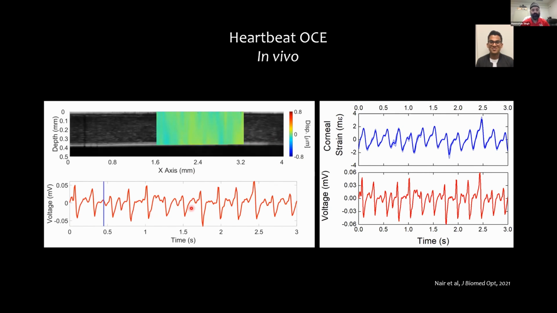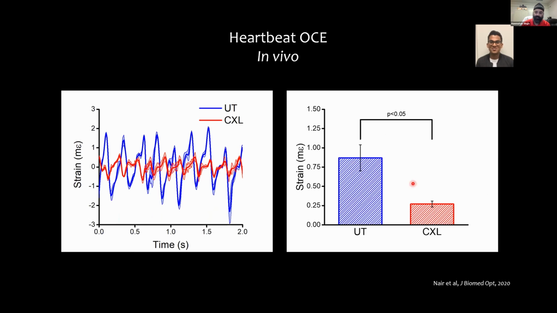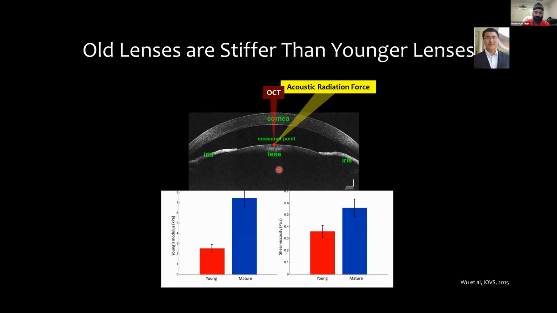And so this is in a rabbit model, and the bottom is the heart rate measured of the animal. And you can see that it corresponds pretty well actually to the strain here on the top right. And then following cross-linking, we're actually able to measure a statistically significant decrease in the strain, showing that the cross-linking is actually making the cornea stiffer. And of course, the beauty of this is that there's no excitation, and this could be done with any sort of phase-sensitive OCT system. We're also doing some applications in the lens.